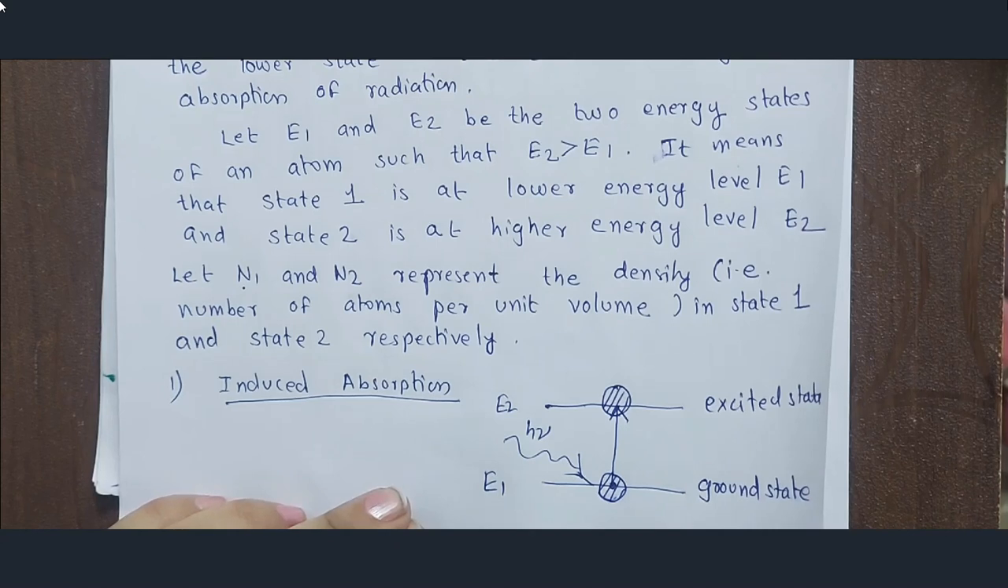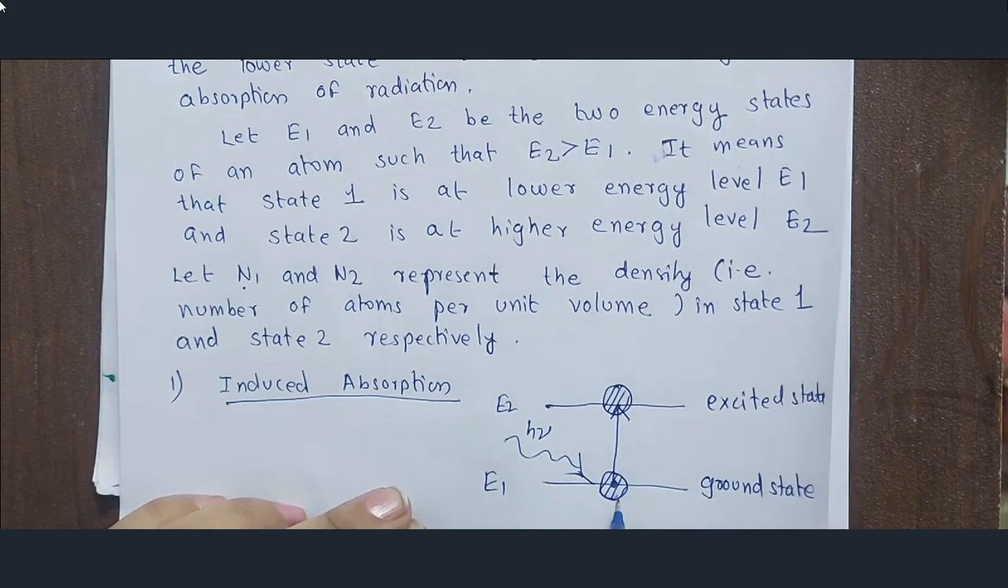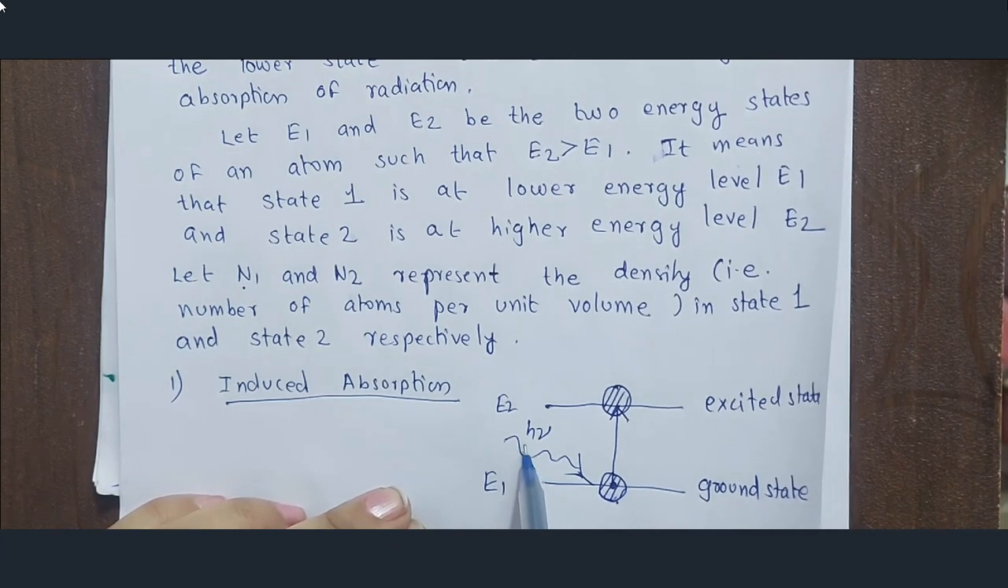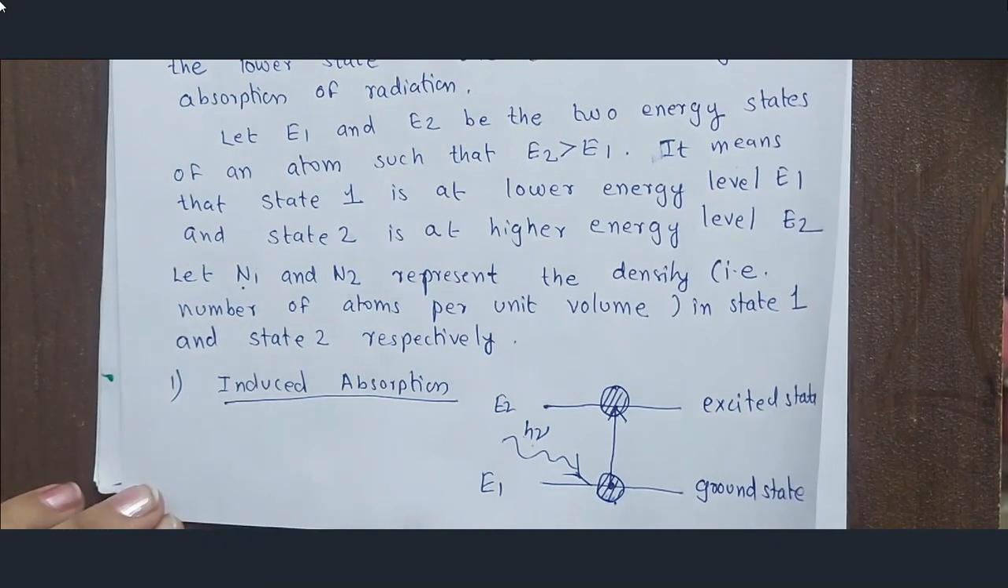Here initially the atom is in the ground state and a photon of energy h nu is falling on it. As a result the atom is absorbing that energy. Now its energy has increased, so it cannot stay in the ground state and it will go to the excited state. This process is called induced absorption.